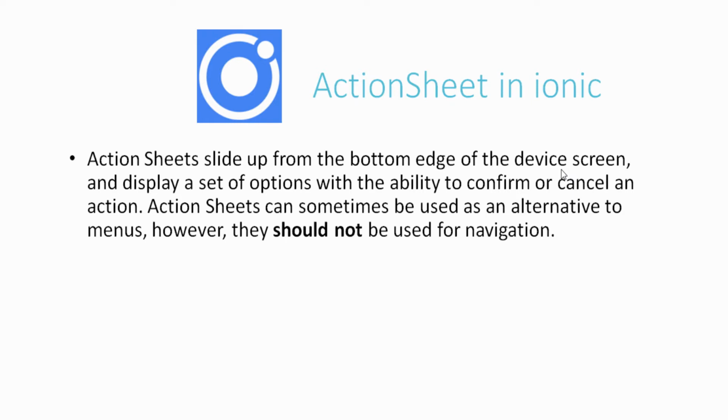Let's suppose one example: you have a file and you want to perform some operation over this file. In an action sheet, this will slide up from the bottom edge of your screen. Here you can specify what action you want to perform on that file. So you can confirm this file or you can share this file using an action sheet.